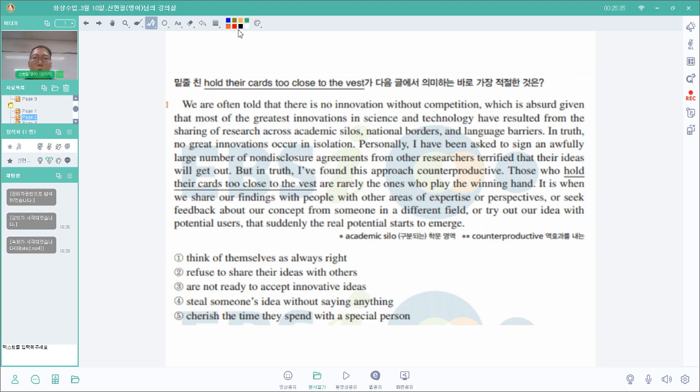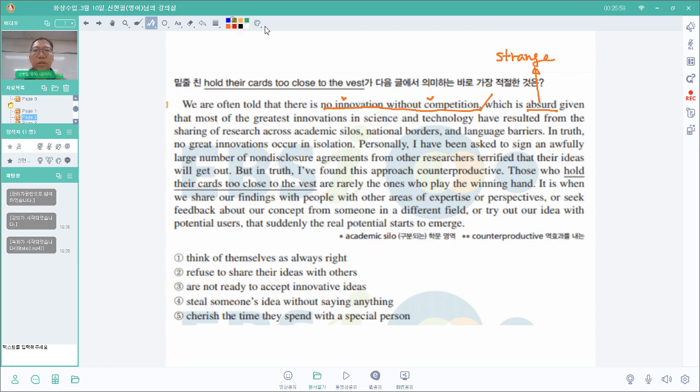So we're oftentimes told, many people say that there will be no innovation without competition. In other words, we can only have innovation when we have competition. Many people say we need competition in order to make innovation, which is absurd. Many people say this, but our writer believes that this opinion is quite absurd. It's quite strange.